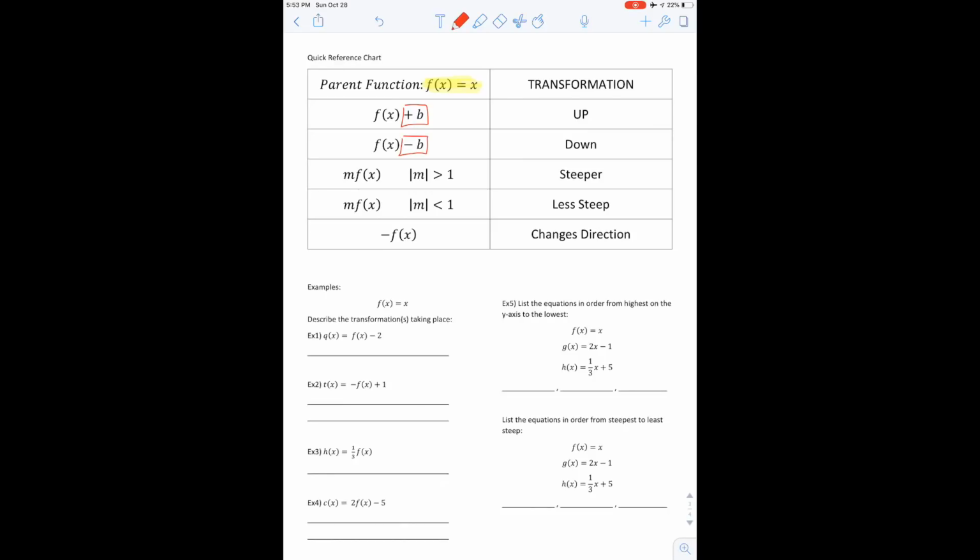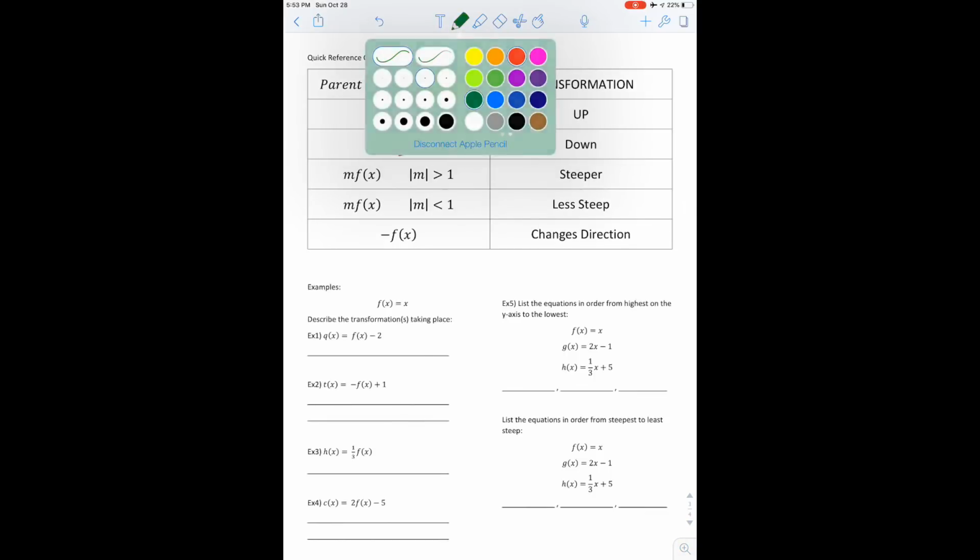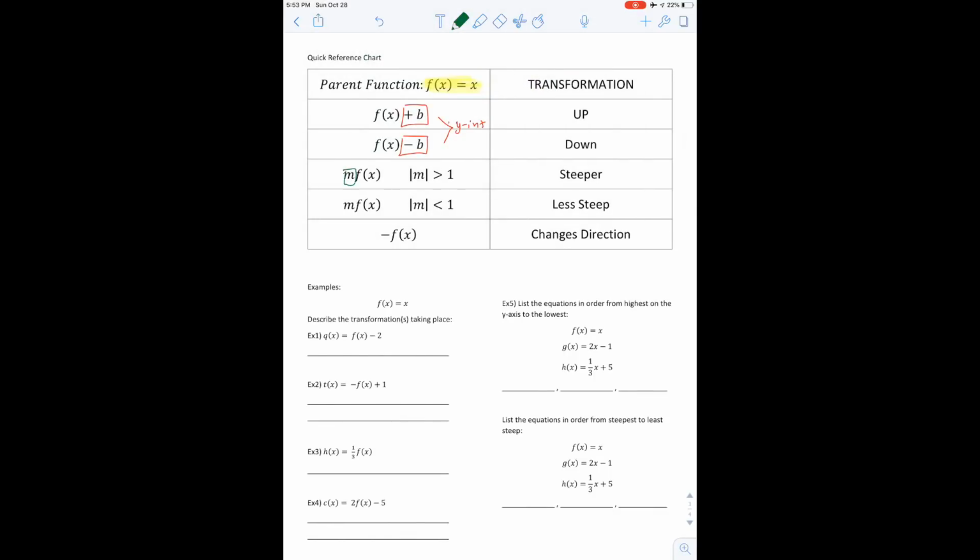When we added b or subtracted b, so basically if we added a number after or if we subtracted a number, that's changing the y-intercept, right? So both of these, that's changing the y-intercept. So if we add or subtract the y-intercept, adding it makes it move up, subtracting it makes it move down. Then if we change the slope, that was our m value, right? That's the number in front of it. So if we multiply the function by m, it's either going to make it steeper or less steep.